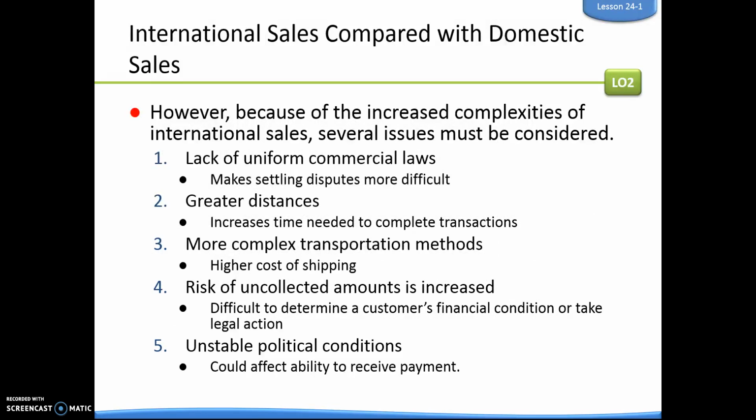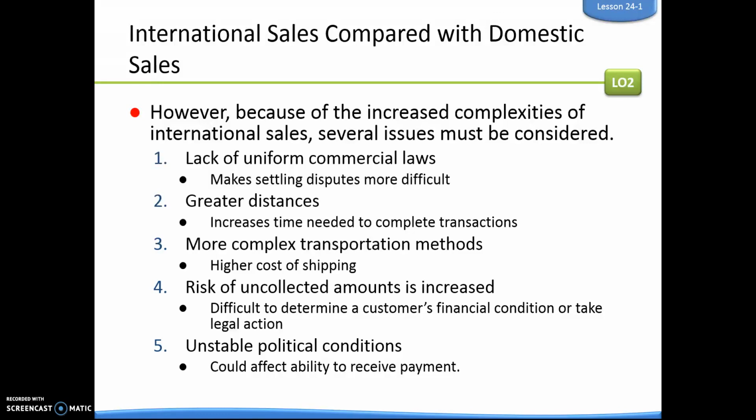When it comes to dealing with international sales, there are several complexities that we need to talk about because they could cause issues. The lack of universal commercial laws makes trying to settle disputes, if disputes do arise between companies, more difficult. You're also traveling greater distances, which obviously increases the time needed to complete transactions. There could be more complex transportation methods.